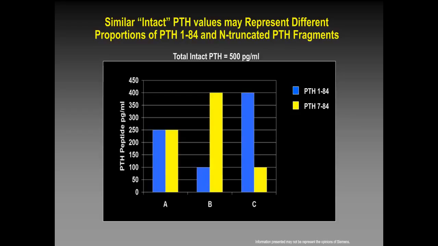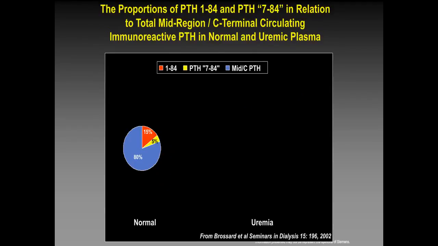Or, with a total PTH of 500, it could represent 100 of PTH 1 to 84 and 400 of 7 to 84. Or, as shown in the C column, it could represent 400 of intact PTH and only 100 of the PTH fragment. So all of these will give you a total PTH value of 500 if the PTH assay also detects the PTH 7 to 84 family. And indeed, that happens quite a bit.